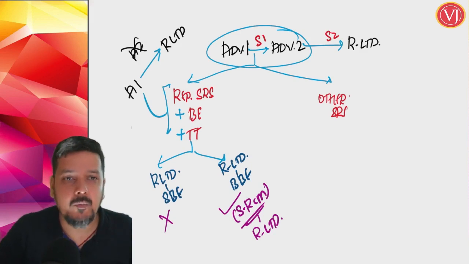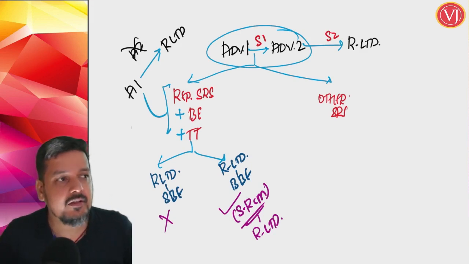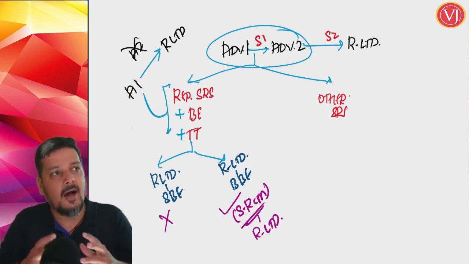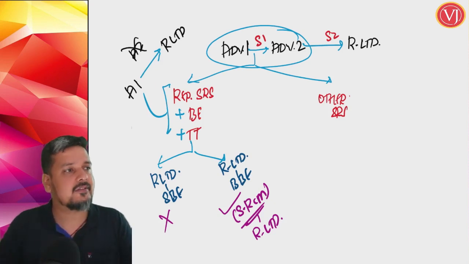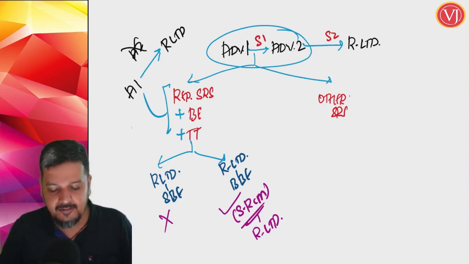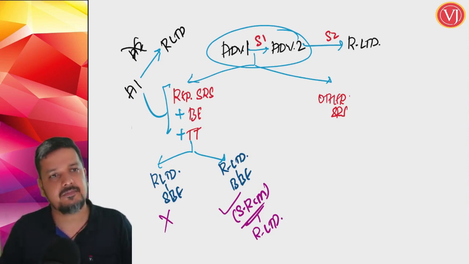Technically, for Advocate 1, Reliance Limited is not the recipient. In reality, for Advocate 1, who is the recipient? But now artificially you are making Reliance Limited the recipient. Are you clear with this understanding?